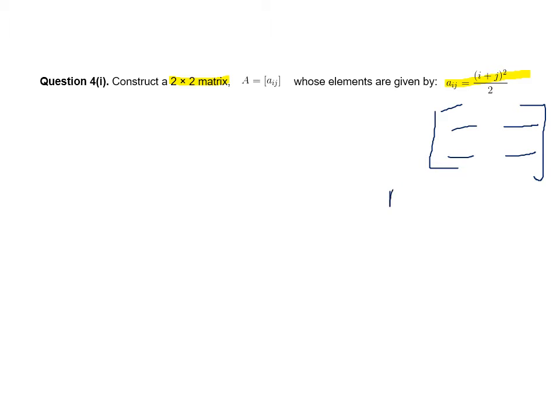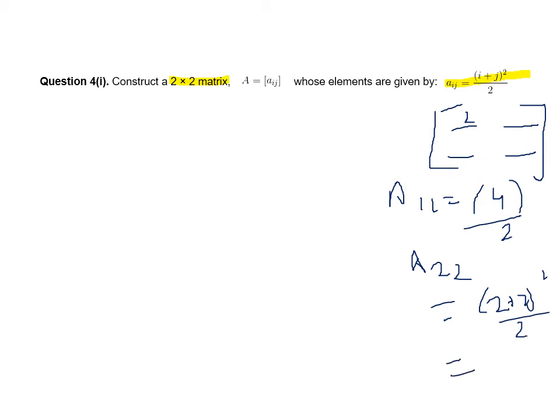So for A11, I is equal to 1 and J is equal to 1. Putting the values in the formula, we get (1 plus 1) is equal to 2 raised to the power 2. That makes it 4 upon 2. So this becomes 2. Similarly, A22 can be found as (2 plus 2) raised to the power 2 divided by 2. That makes it 8. So now I hope you have got the idea how to find the elements. Now let us move into the solution.